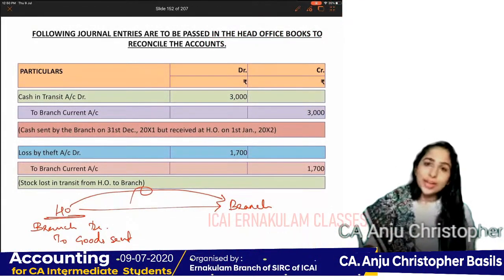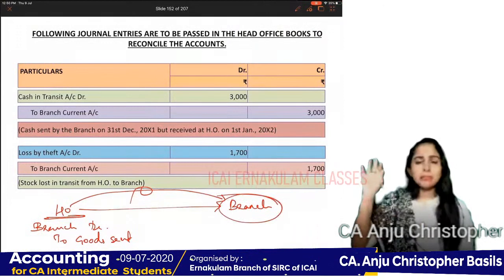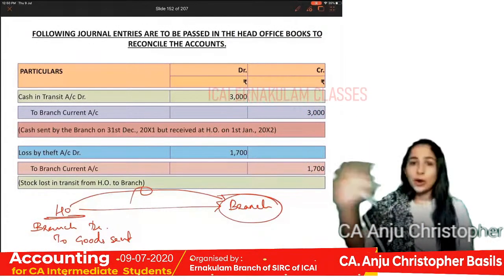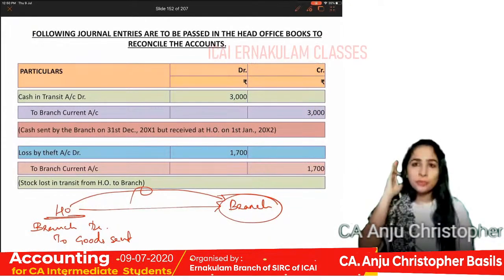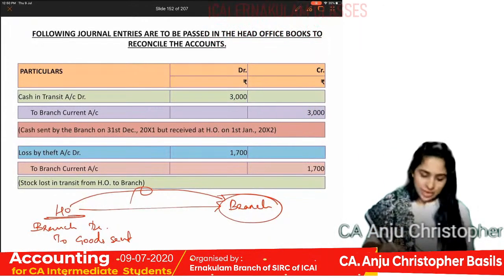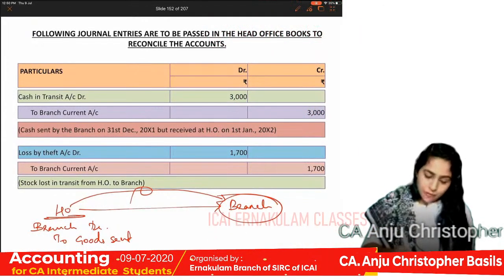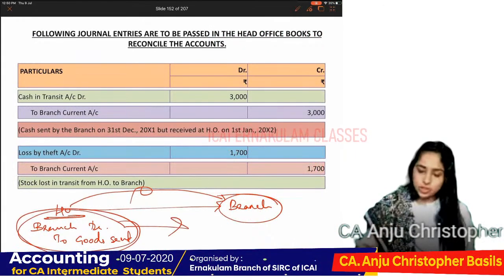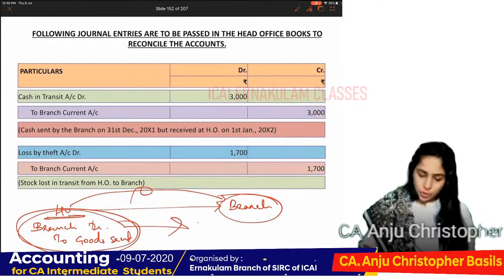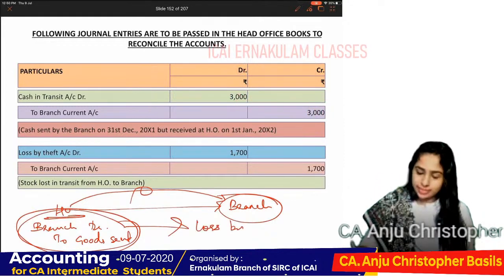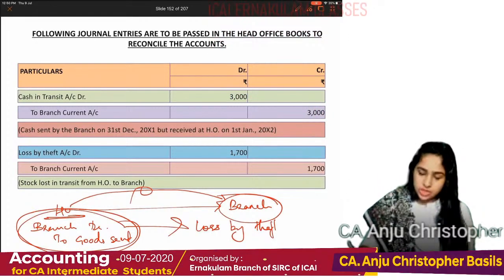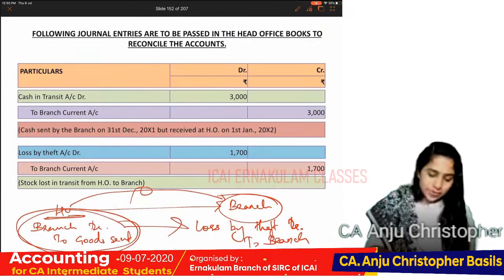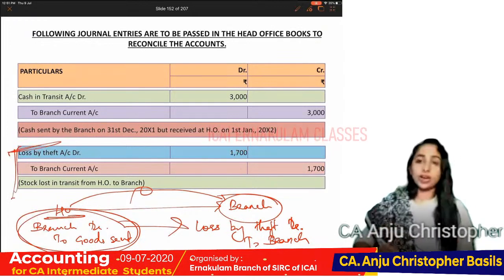But these goods were actually not received by the branch, and the branch manager states, no, this is not our loss. The goods loss is not our loss. That has to be borne by the head office itself. So what happens? The head office will have to reverse this journal entry. Instead of goods, that is actually a loss. So what they will have to do is loss by theft debited to branch account, they will have to reverse the branch account. So this will be the journal entry to record that.